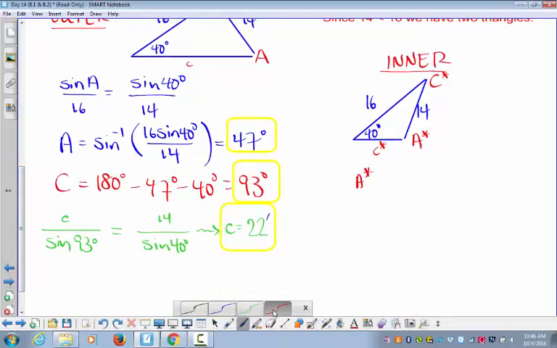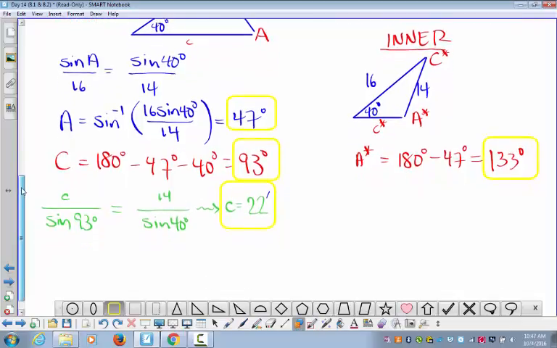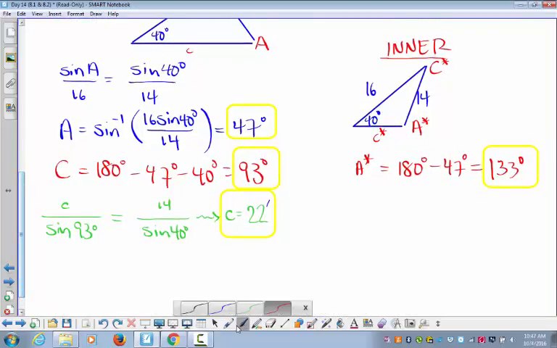So we can go right to the computation. A star is 180 degrees minus angle A, which we found to be 47. So that's going to be 133 degrees. So that's going to be the technique. Find the outer triangle, and then to find the inner obtuse angle, subtract from 180 whatever the outer acute angle is. All right. Now we can solve for C star. So angle C star will be 180 minus 133 minus 40, which is 7 degrees.